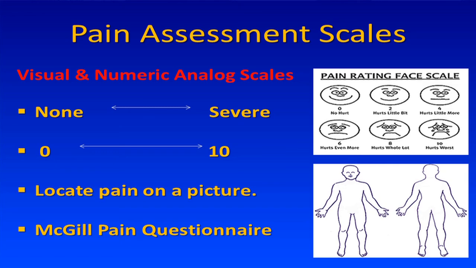We see, as I said before, some of the pain assessment scales. There are visual and numeric scales. There's a pain face rating scale, where it goes from 0 to 10 in terms of the severity. A location of pain painted on pictures. There's a McGill Pain Questionnaire. There are 20 subcategories and 78 words. That's rather excessive for the dental office, but nevertheless, I wanted to make you aware of all of the different pain assessment scales.